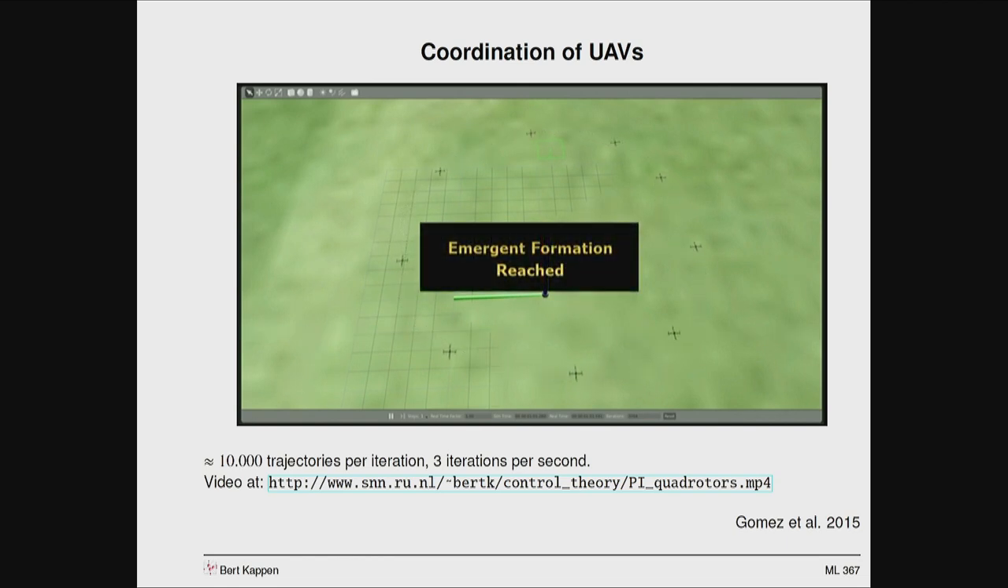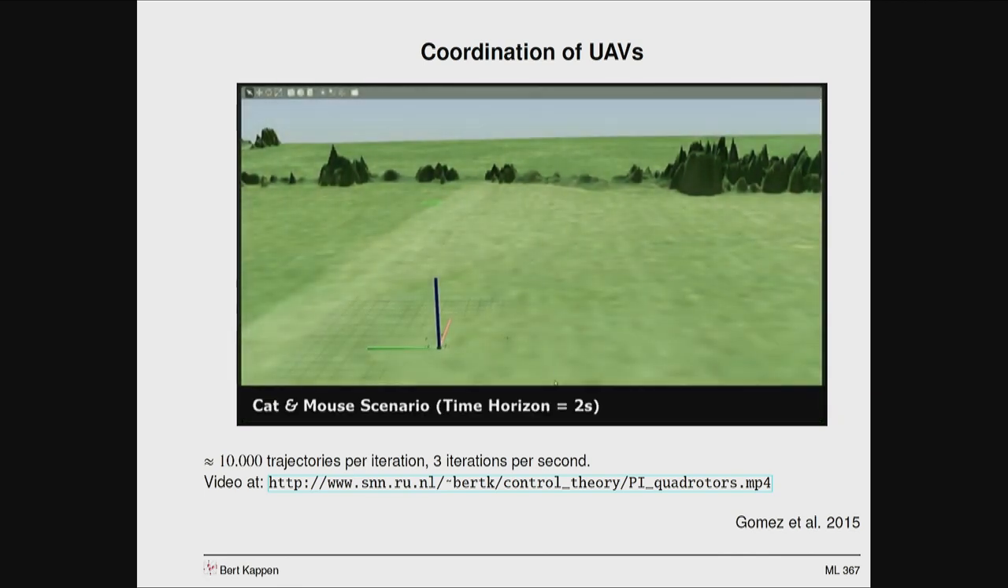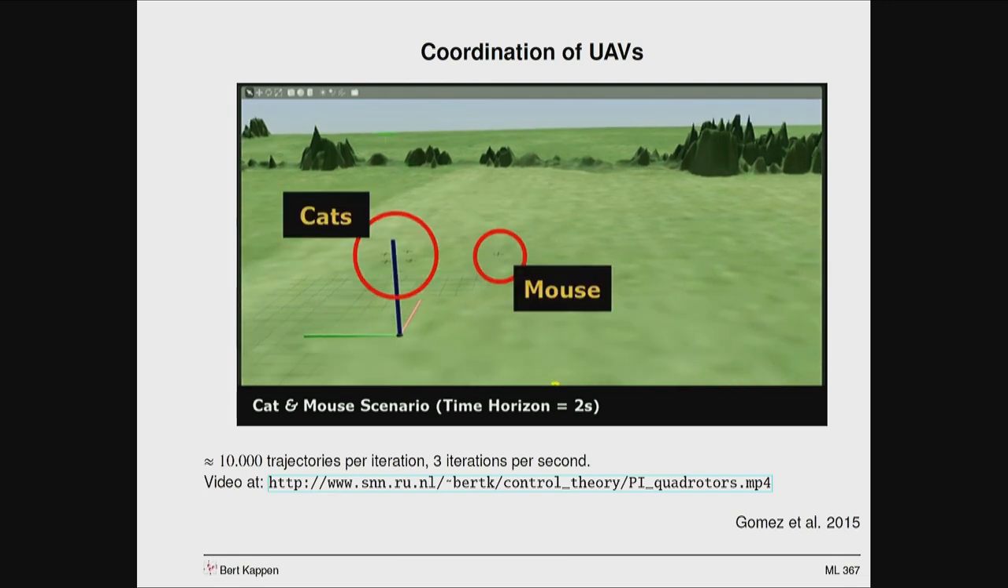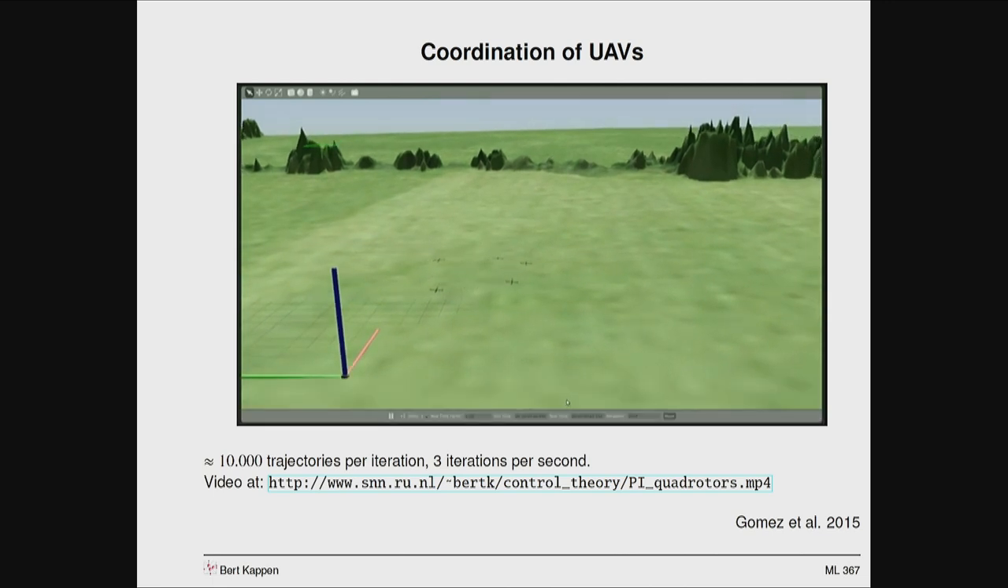The second simulation is a cat and mouse scenario where four drones are cats and one drone is a mouse. The only thing that the mouse wants to do is to get away from the cats, so it always computes a direction away from the cats. And the four cats are under control in the same way, and their task is now to catch the mouse. And you see that they do this quite well.